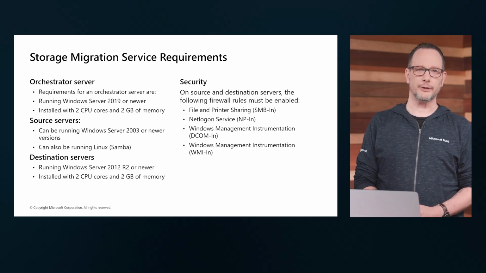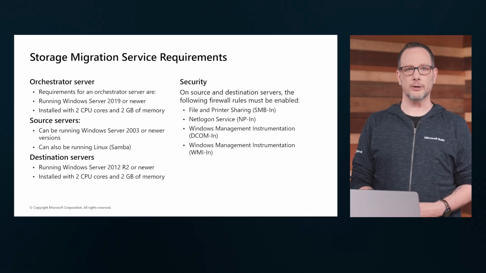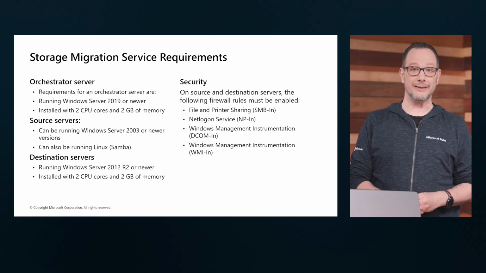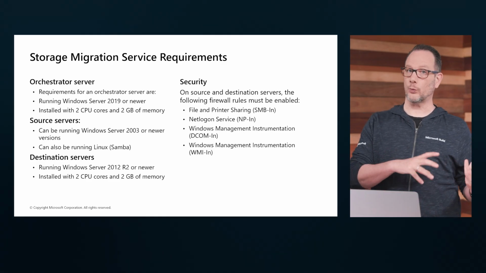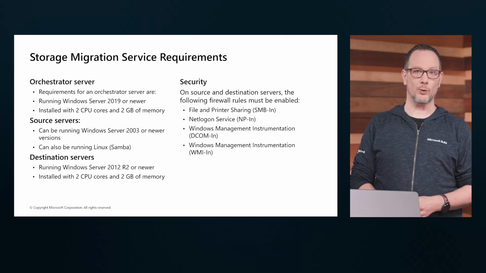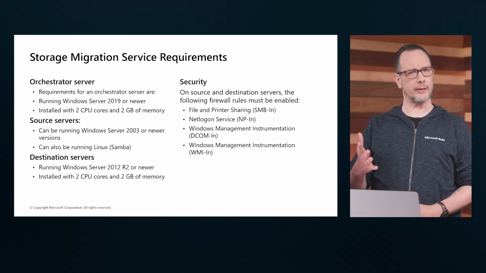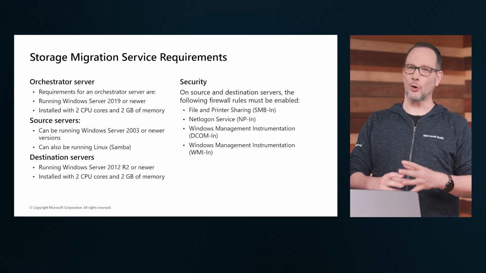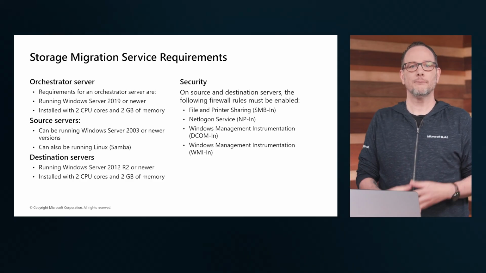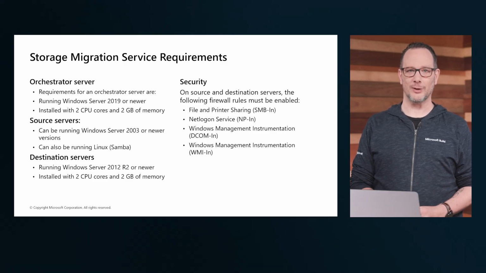Now, there's one little catch: the main storage migration server, what we call the orchestration server, needs to be Server 2019 or newer. But then any source server, like the existing one that you want to migrate away from, can go all the way back to Server 2003. Interestingly enough, and that's just me as the server guy from the past, I just hope that you're no longer running Server 2003. But if you still do, there's probably a good reason, so we can't really argue on that.